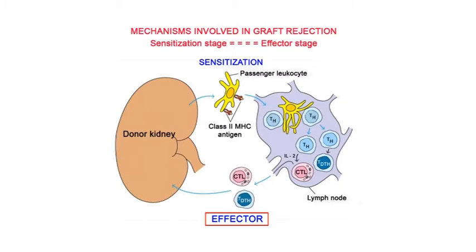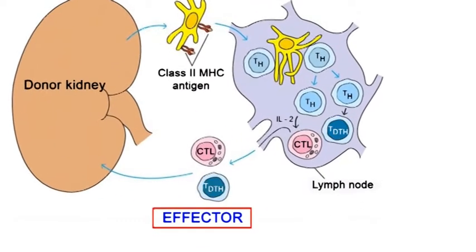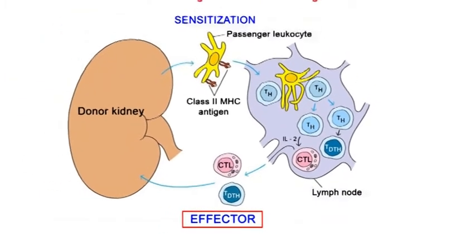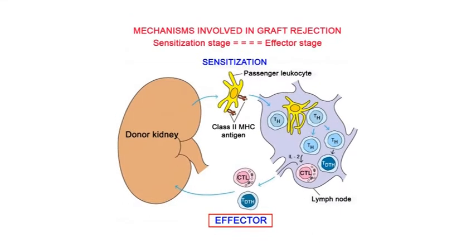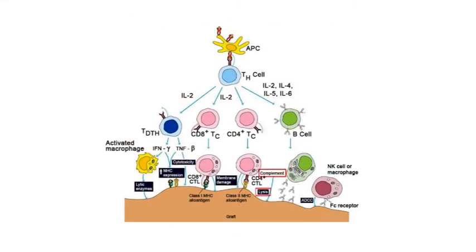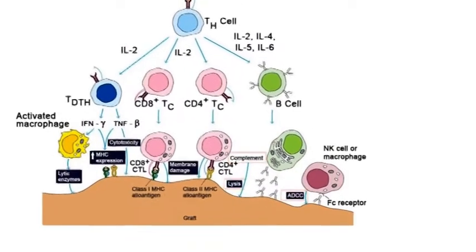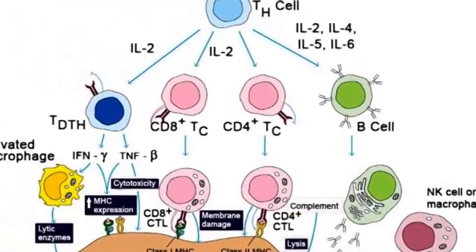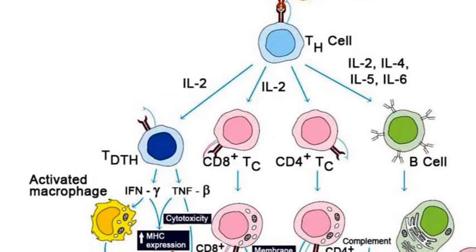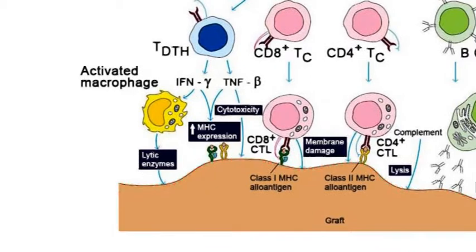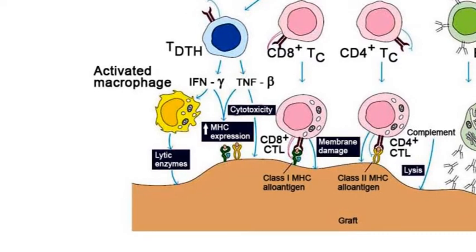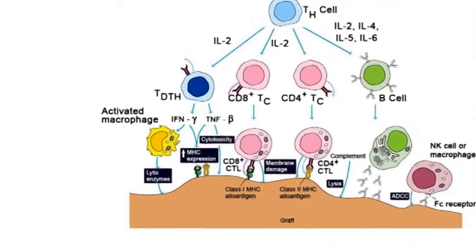In the effector phase, the major mechanisms of graft rejection are delayed type hypersensitivity reactions, or DTH, and CTL-mediated cytotoxicity. Complement-mediated lysis and antibody-dependent cell-mediated cytotoxicity, or ADCC, also play a significant role in graft rejection. DTH is marked by activation of T helper cells and infiltration of macrophages in the graft region. Macrophages release lytic enzymes and oxygen and nitrogen free radicals, which cause destruction of the grafted cells.